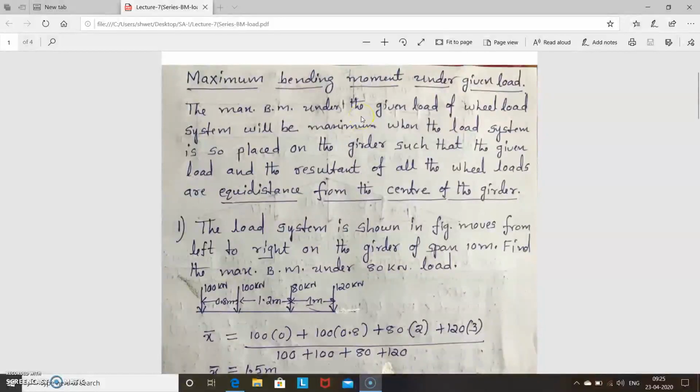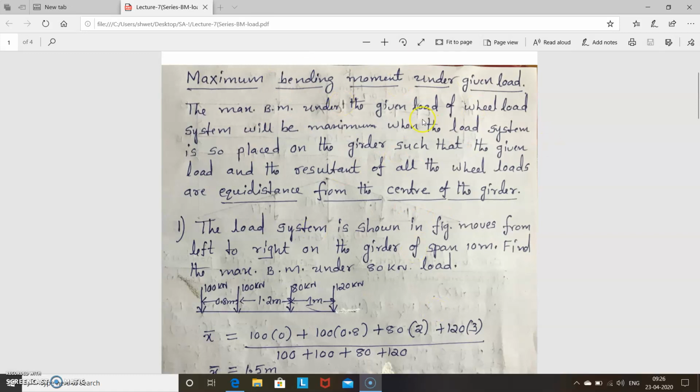Hello everyone. Last class I explained how to find maximum bending moment under the given section. So the section was given, and you found which load you have to place at the section. Today's class we will see how to find maximum bending moment under a given load. Means the load is given, so you have to find this distance x, the section where it lies. That distance you have to find.